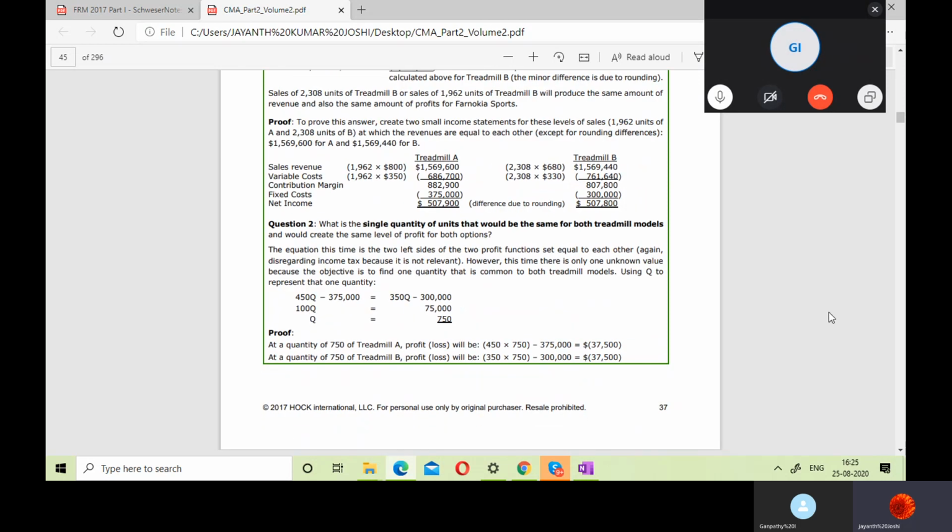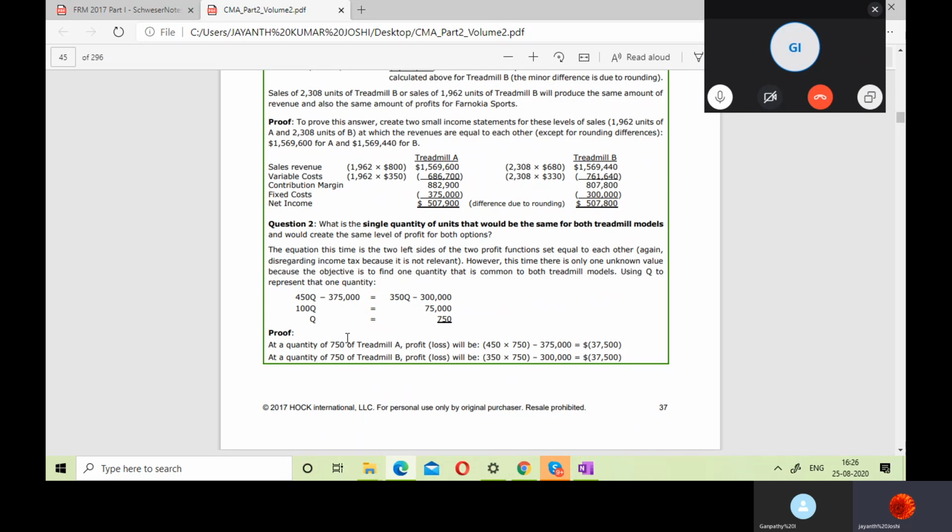So, like the second question: what is the single quantity of units that would be the same for both treadmill models and would create the same level of profit for both options? So they're asking for the quantity of units that would be the same for both treadmills and would create the same level of profit.